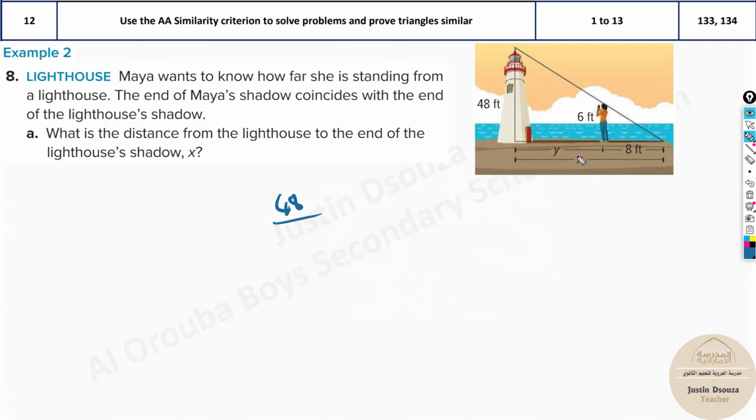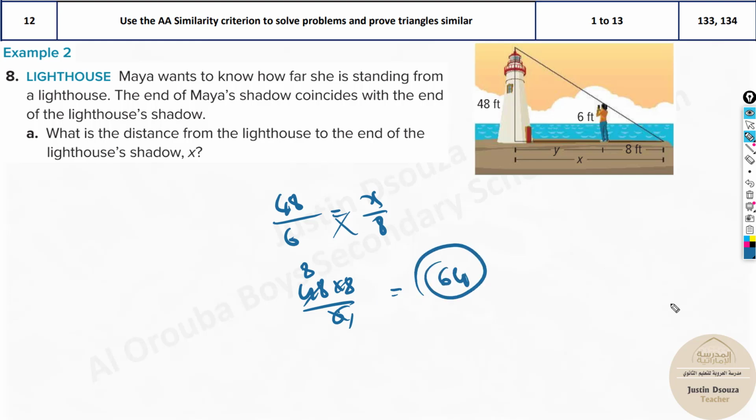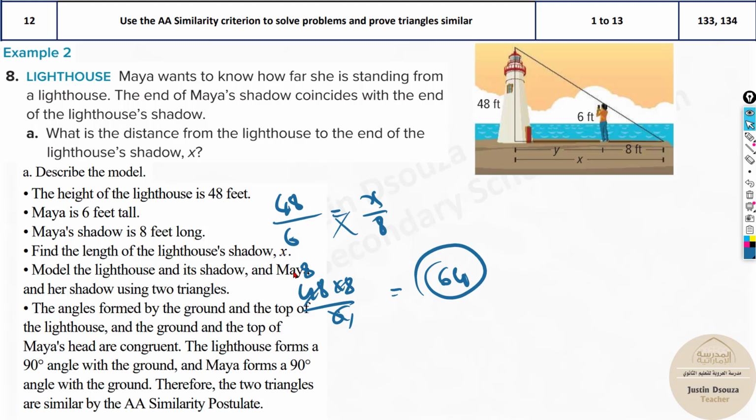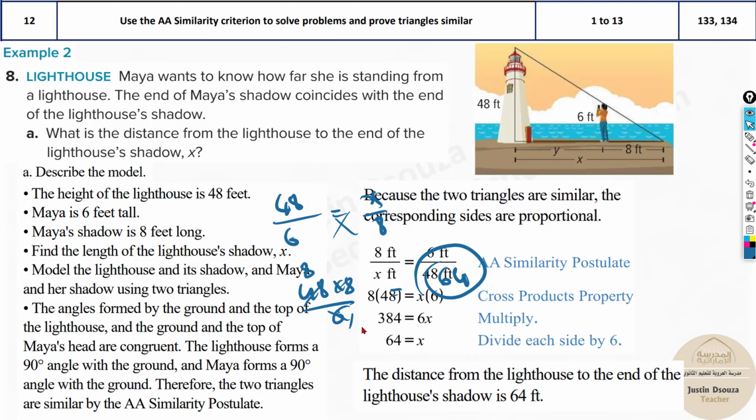48 divided by 6 will be equal to x by 8. Cross multiply. This 8 goes to the other side. It will be 48 times 8 by 6. That would be 8 times, right? Yes. And 8 8s are 64. So 64 is the value of x. Is it correct? Yes, x value is 64 directly from this figure.